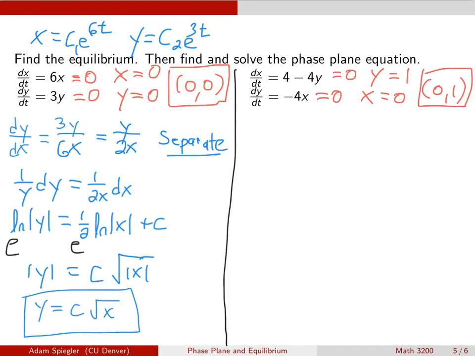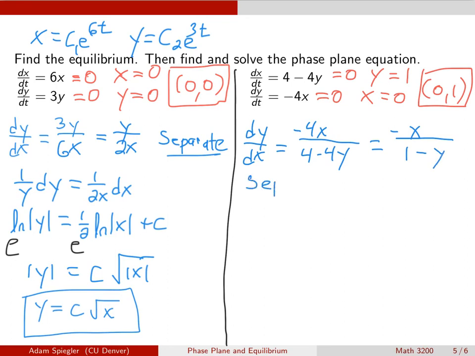So there's our equilibrium. Next, we set up the phase plane equation. We want to find an equation for dy/dx that we get by taking the minus 4x, dy/dt, on top, and then we divide by dx/dt on the bottom. We can simplify this before we integrate it. For example, we can reduce this to minus x over 1 minus y. We don't need to do that, but maybe that'll make it simpler in the end.